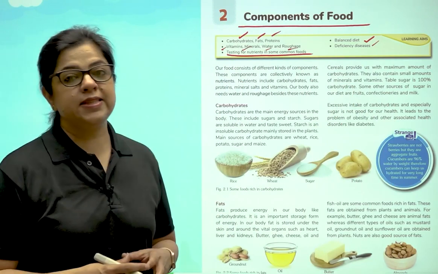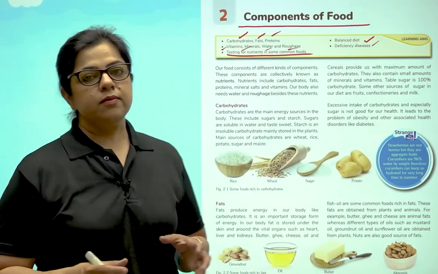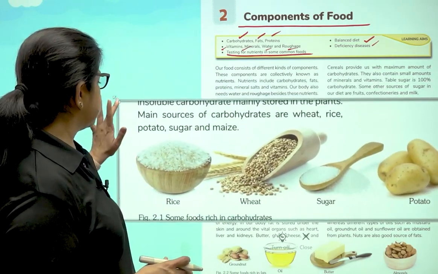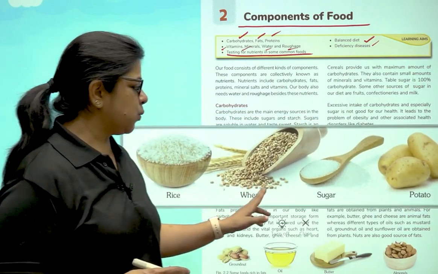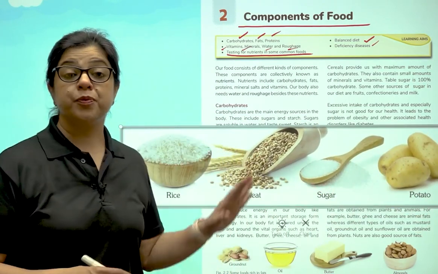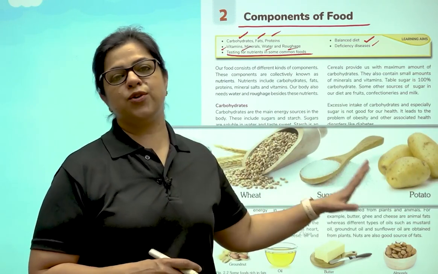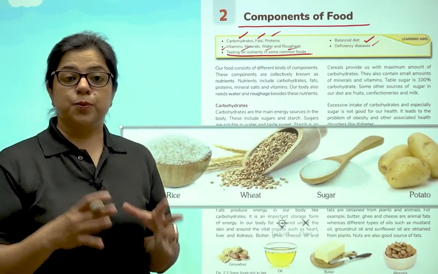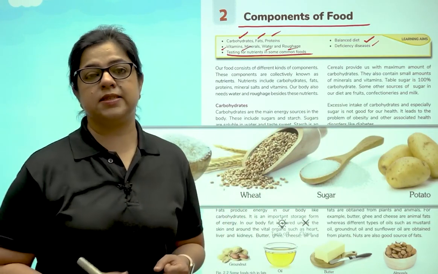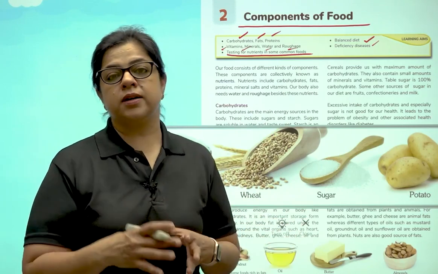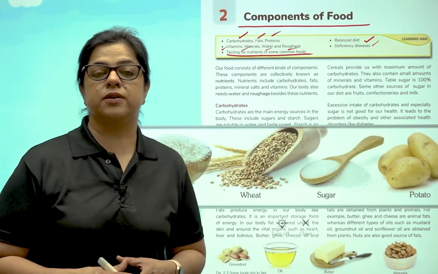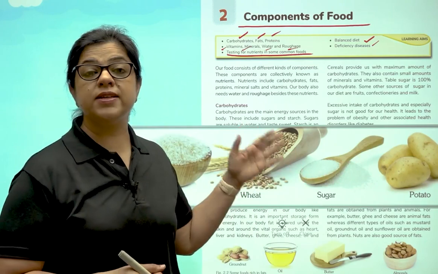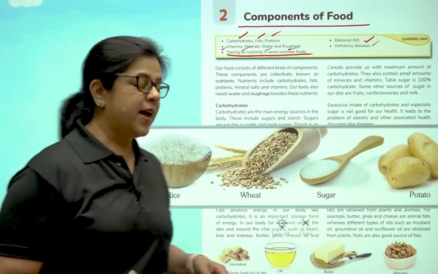So here as we can see on our screen, there are some sources of food that are a part of our daily diet. So we can see here rice, wheat, sugar and potato. What are these? These are carbohydrate-rich foods. What are carbohydrates? They are energy-giving foods. So basically, people who do a lot of exercise, the people who do work like the rickshaw pullers or the laborers, they need a lot of carbohydrates to get energy. Carbohydrates are actually the cheapest source of energy.